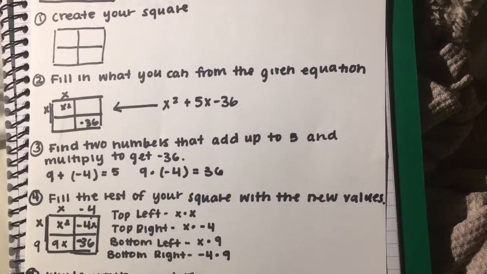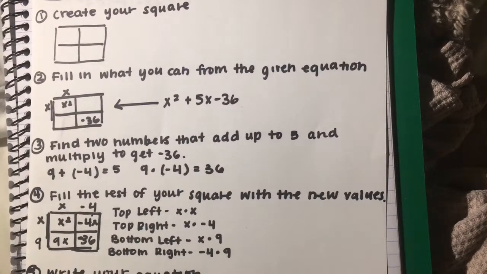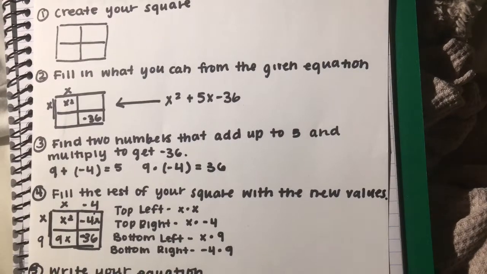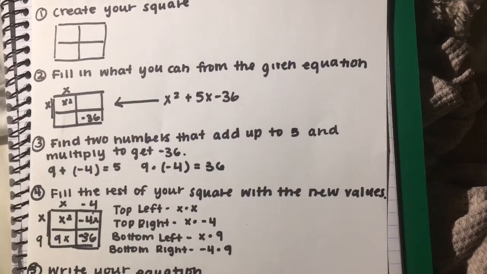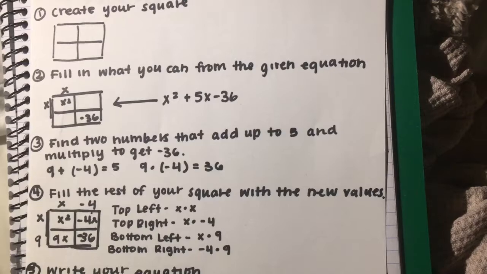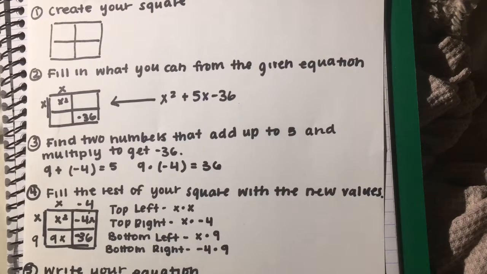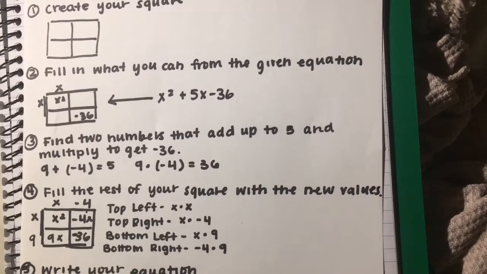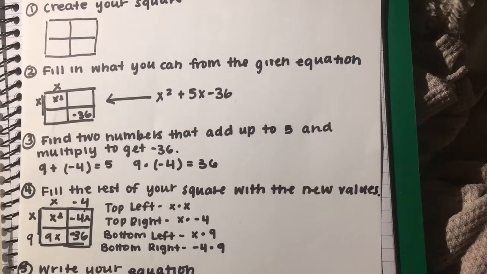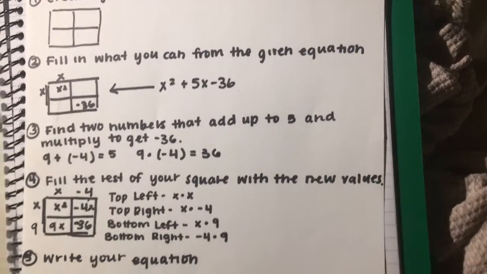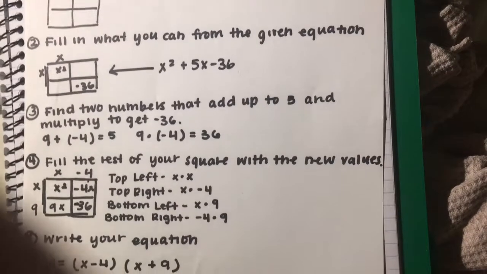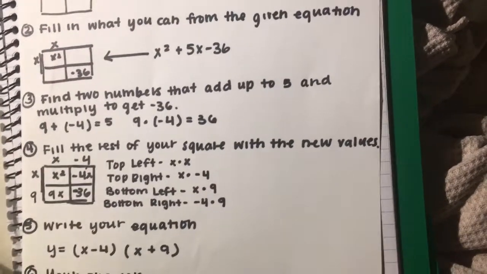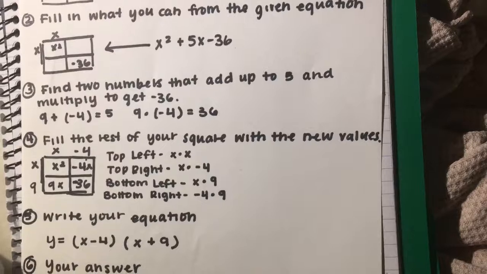Fill in the rest of your box with the new values. Negative 4 and 9 will be on the outside, and what they multiply to on the inside. The top left box is x squared because x times x is x squared. The top right box is negative 4x because negative 4 times x. The bottom left square is 9x because of 9 times x. And finally, the bottom right is negative 36.